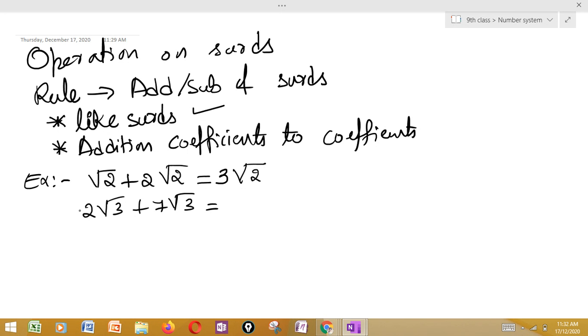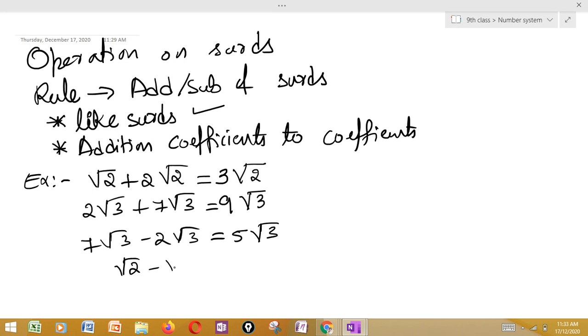So, what is the coefficient of the first surd? 2. 2 plus 7 is? 9 root 3 is your answer. Suppose 7 root 3 minus 2 root 3, whether they are like or unlike? Like, sir. 7 minus 2, what is 7 minus 2? 5 root of 3.